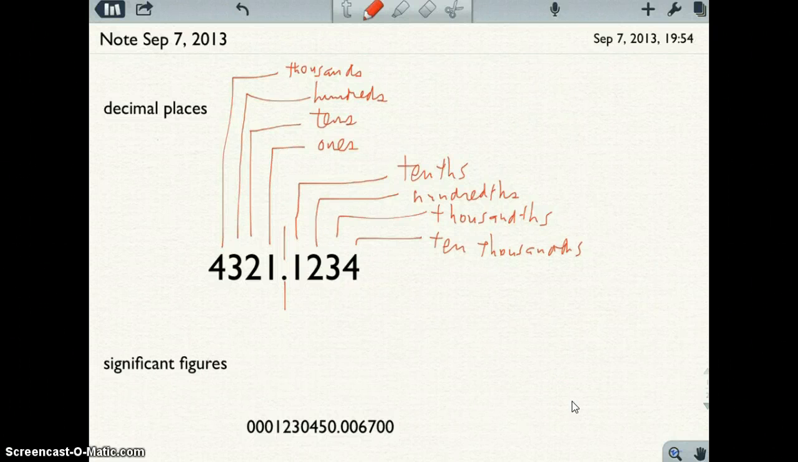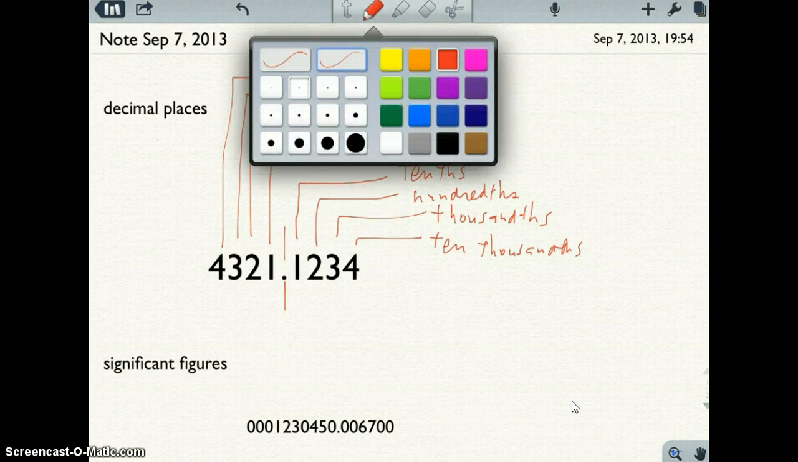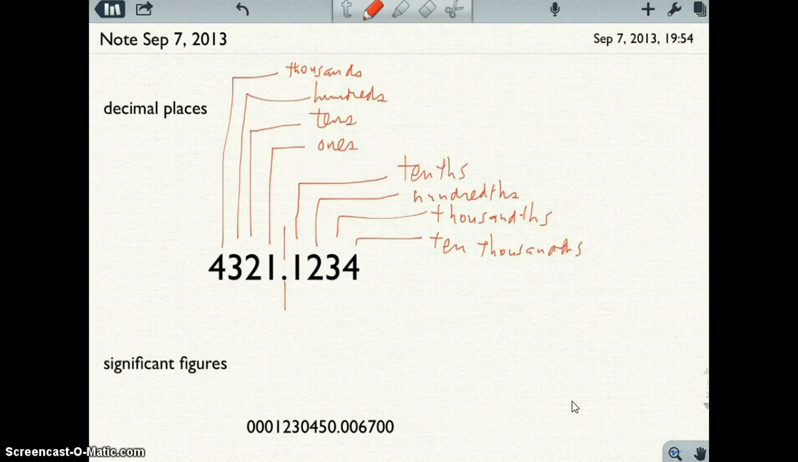Okay, continuing with the review for the test, we're going to talk about rounding. First of all, we'll look at decimal places. Remember that there are the decimal places on the left side of the decimal point, which are pretty easy: the ones, the tens, the hundreds, and the thousands.